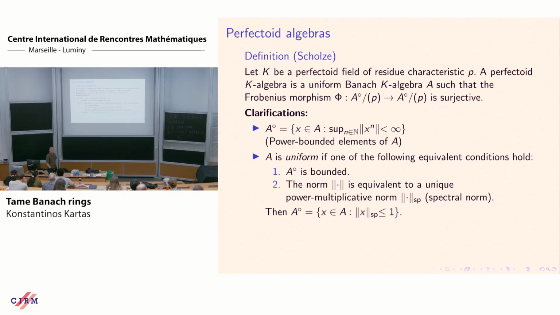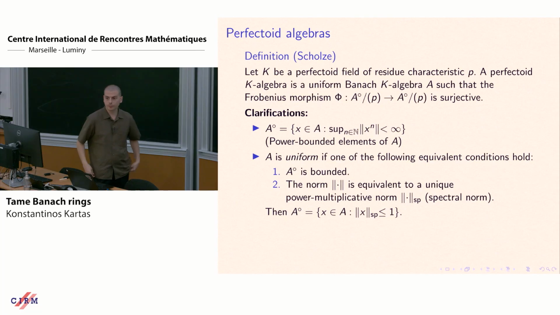Why did you say that A circ is bounded? Why is it not just... So it's not automatic. If you collect all these power-bounded elements, it's not automatic that this set is bounded, because the bound could get larger and larger. So that's why it's called uniform, actually, because you have a uniform bound. And the second question. So is the norm valued in K or is it really valued...? So the norm is valued in the reals. Yeah.